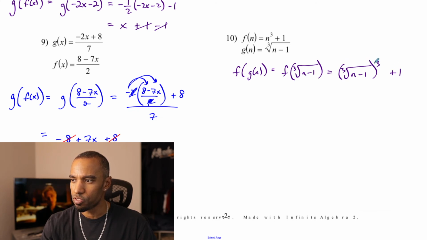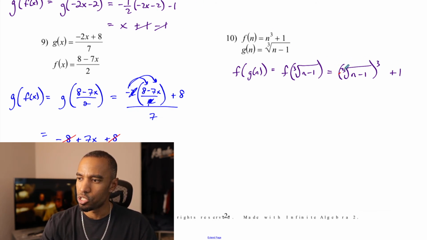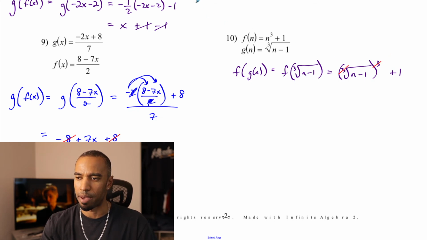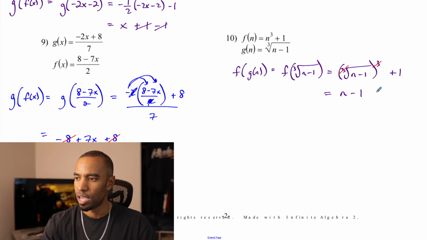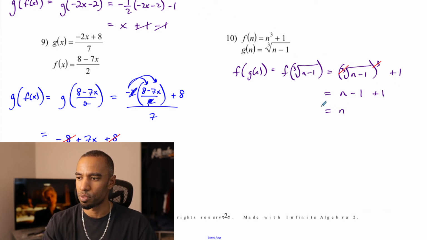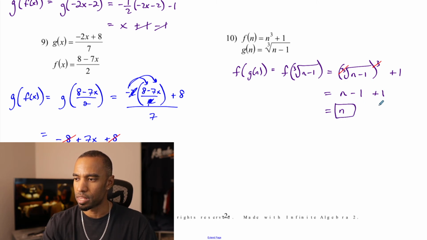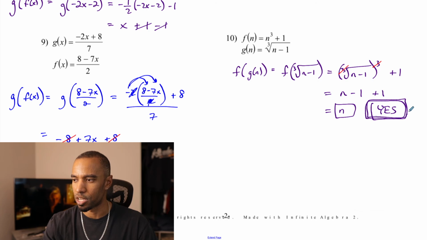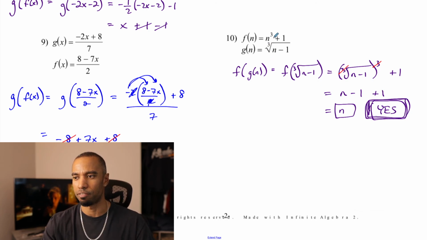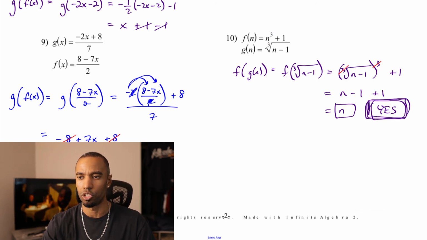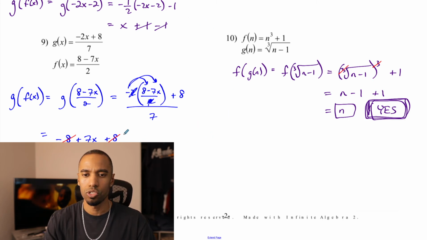Well, the cube root of something cubed means you just get this guy back out right here, just that n minus 1. So that becomes n minus 1 and then plus 1. Negative 1 plus 1, of course, is 0, and you're just left with n. All right, we already know that this is a yes scenario. That's awesome. Yes, these are inverses of each other. But let's try the other side just to familiarize ourselves again with the cubes and cube roots canceling each other out. So let's do this one more time.